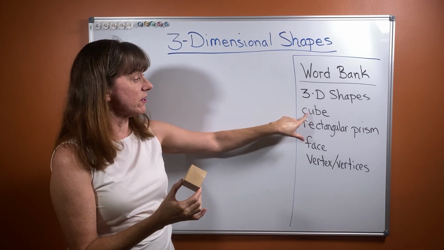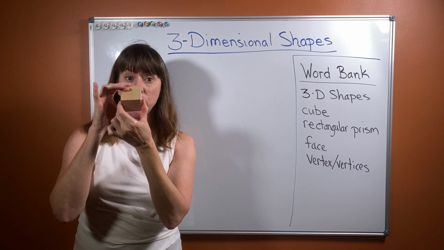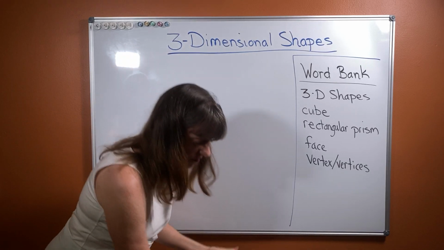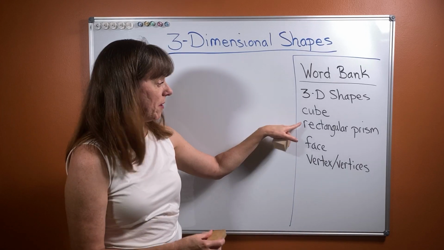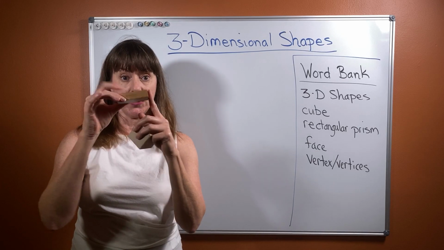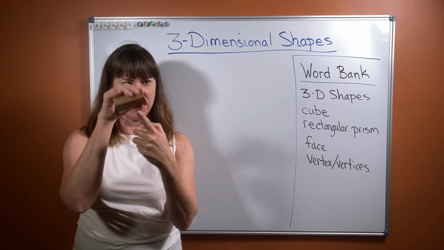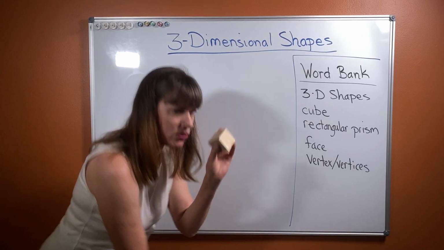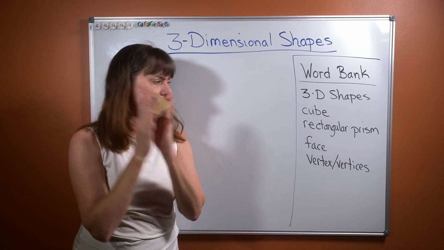And the first one we are going to talk about is this cube. A cube is a three-dimensional shape. The other shape we are going to talk about is a rectangular prism. Think of it kind of like the shape of a box. A lot of things are boxes. We're going to start with the cube though.